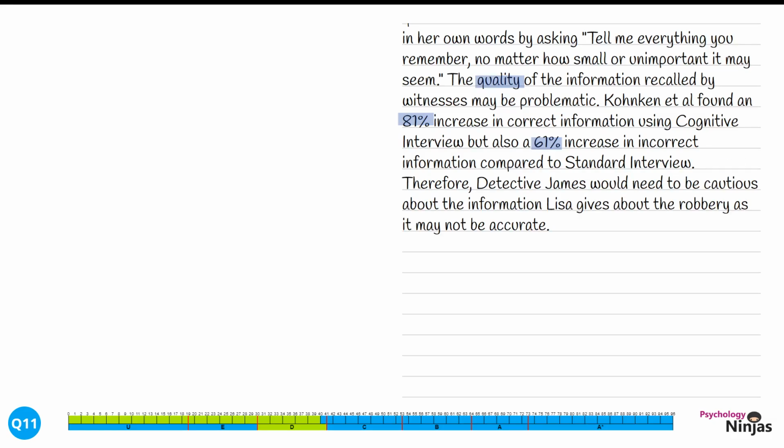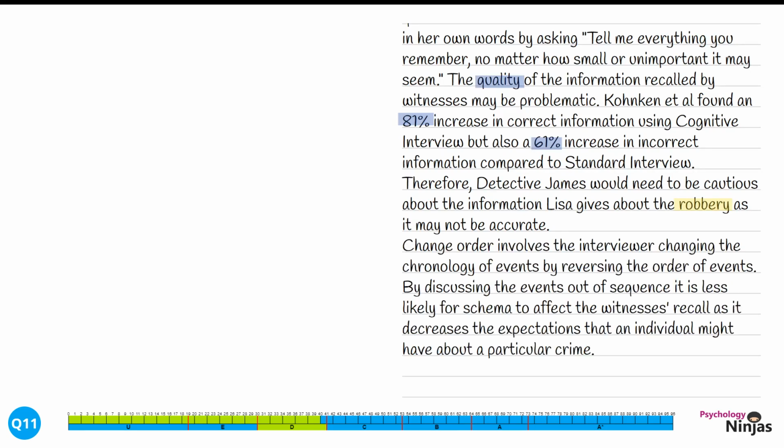Therefore, Detective James would need to be cautious about the information Lisa gives about the robbery, as it may not be accurate. We focused in on this being a robbery once again to show that we've understood what the STEM and the scenario is really all about. We're then going to move into our final explanation of a technique within cognitive interview.